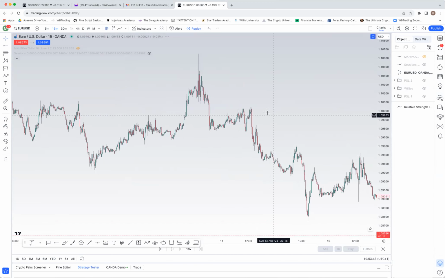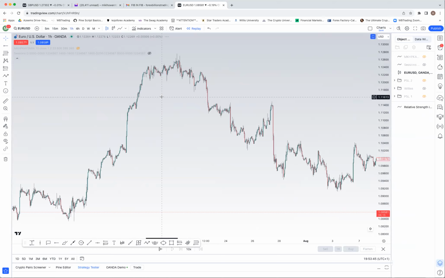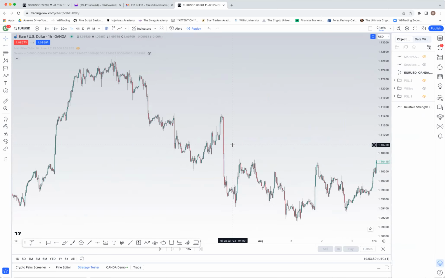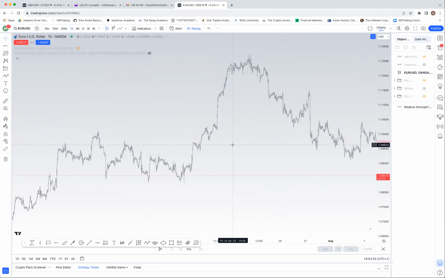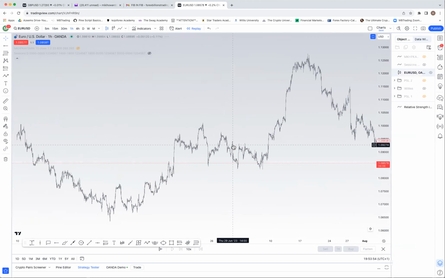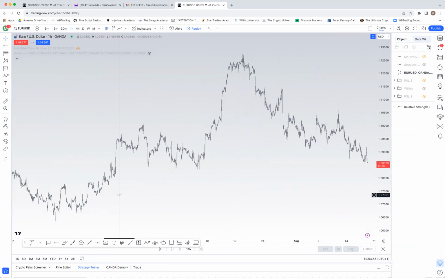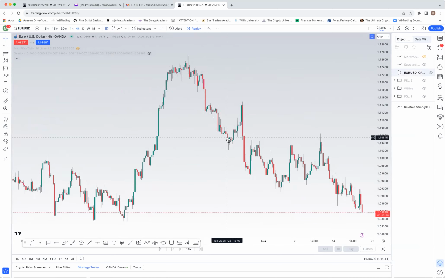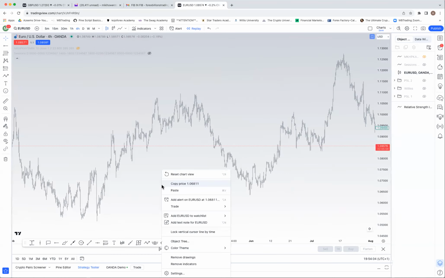Okay, so Euro USD, 1 hour. All right, and then we'll just use 2 trends. All right. Or let's use 1, 2, 3. This is more like a 4-hour, and then we'll bring it in. So you see, it's like a 4-hour.